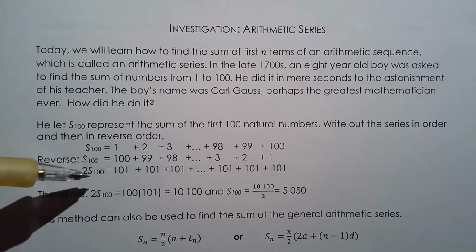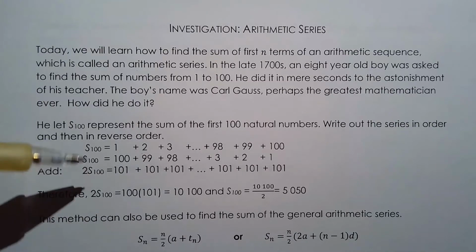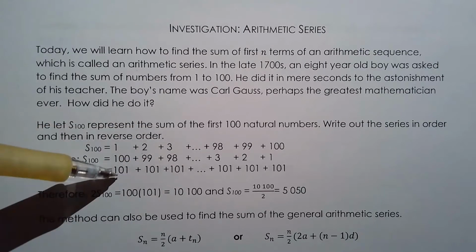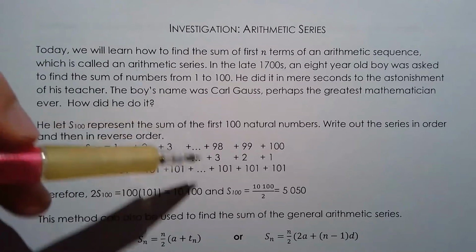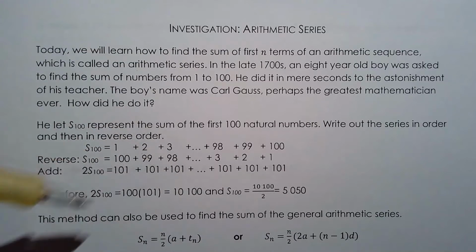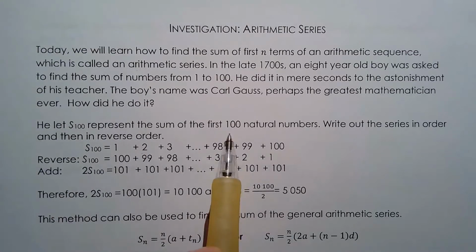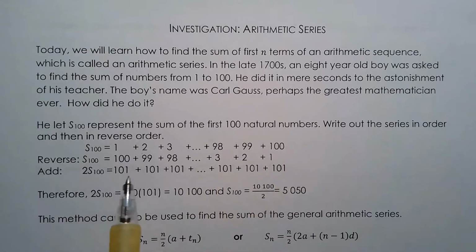And if you look at the sums from each row, you get 101, 101, 101, 101, 101. You're adding 101 quite a few times. Well, the question is, how many times? Since you're adding the first 100 natural numbers, you're adding 101 100 times. But 100 times 101 is not the answer, because this is equal to twice the sum of the first 100 natural numbers. So what you have to do is take the product and divide by 2, and there's your answer. So the sum of the first 100 natural numbers is 5050.